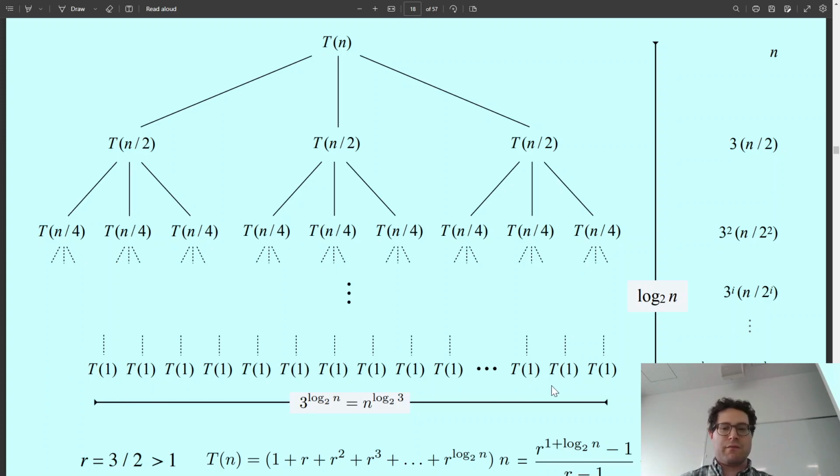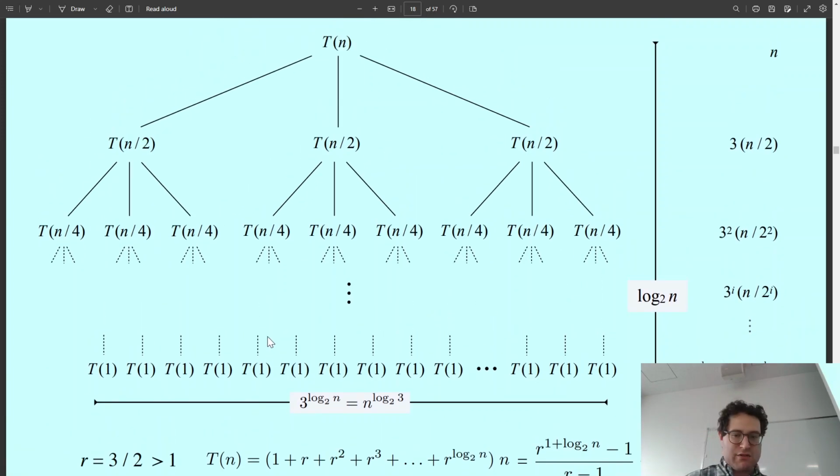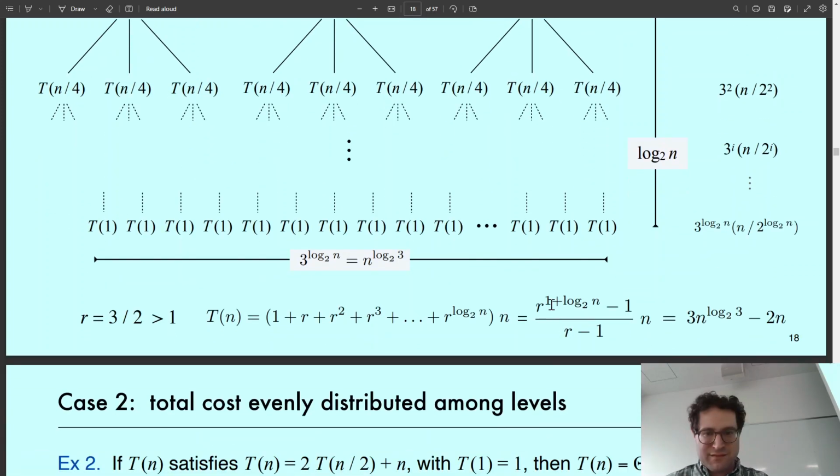until we split it down to the lowest level, which is going to be 3 to the log base 2 of n. That's how many subproblems we have at the bottom, each of size 1. And we can use some nice math here, which may look familiar to you from problem 0.2 in your homework, with that formula for the geometric series, to show that what you get is 3 to the n log base 2 of 3 minus 2n for the runtime.